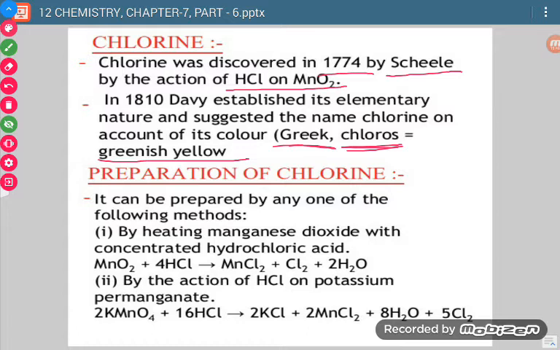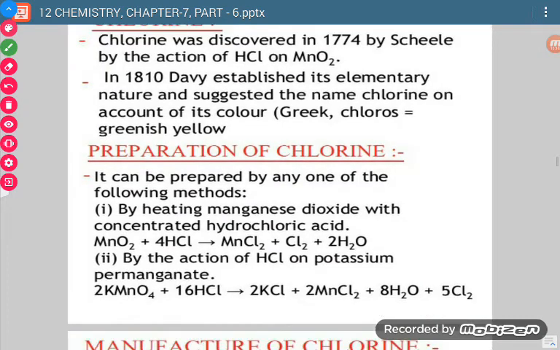Okay, now how can it be prepared? Either we heat manganese dioxide with concentrated HCl, or we take potassium permanganate and treat it with HCl, and then also we can get chlorine. So we take hydrochloric acid and either add manganese dioxide or add potassium permanganate. In both cases there will be formation of chlorine gas.